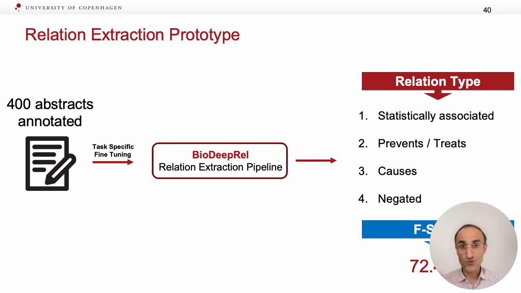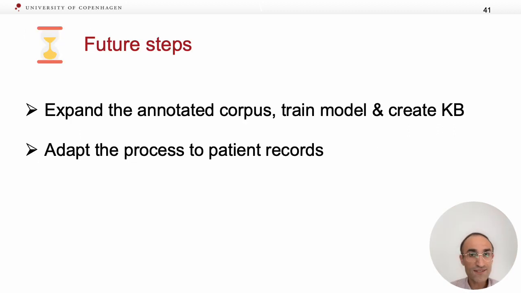relation types. But to be able to classify these different types and increase the number of classes, we need more samples, more labeled samples. And this is the next step of the project, to expand the annotated corpus, to train a more generalized model to be able to detect fine-grained different relation types from the literature, and then create a knowledge base from all these relations.